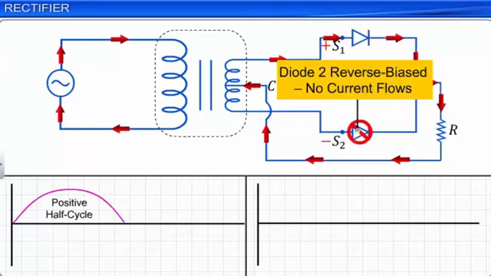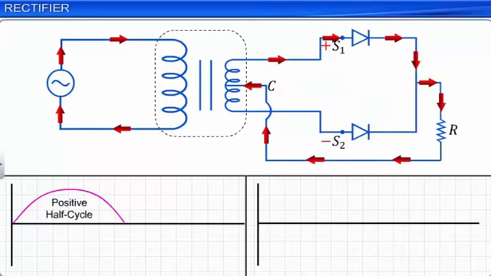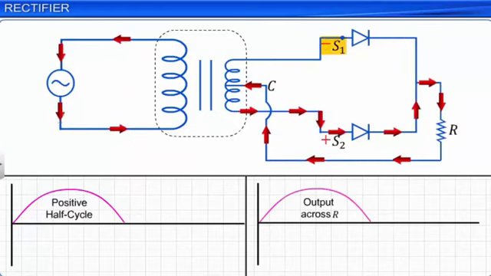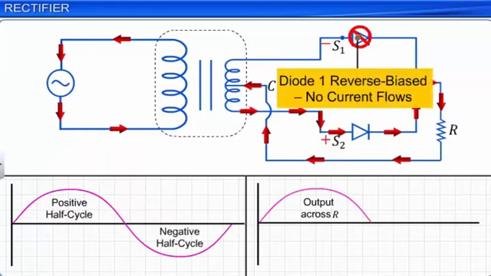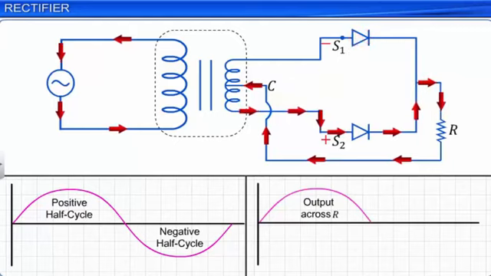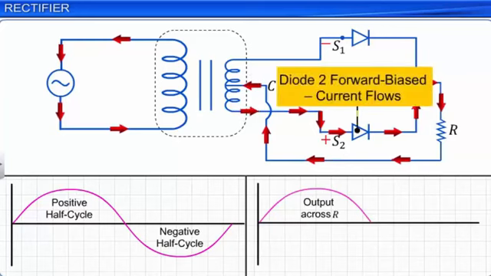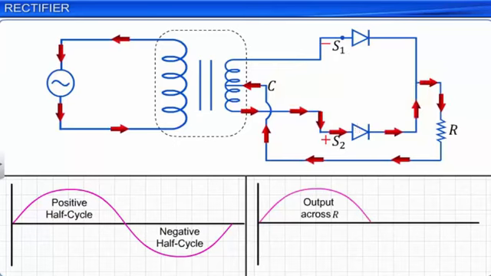When S1 is negative and S2 is positive, Diode 1 is reverse biased and does not allow any current to flow through it. However, at the same time, Diode 2 is forward biased and allows current to flow through it. Thus, during the negative half cycle, current flows through the load resistance R via Diode 2 and the center tap C, and we receive a voltage output across R. Thus, a combination of the two diodes produces more continuous pulses of rectified voltage across the load resistance R.